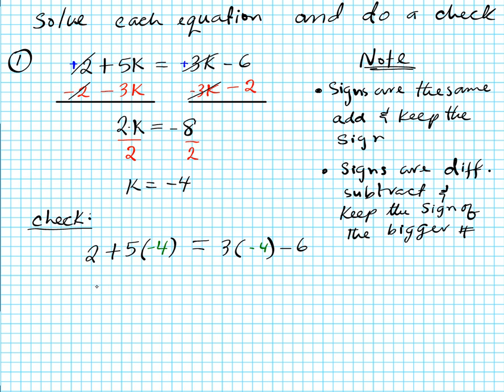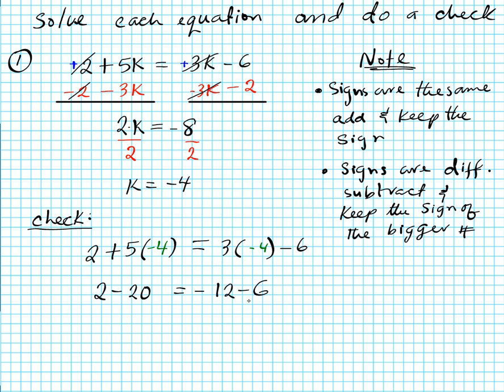So this is going to be 2. Now when you're multiplying, if the signs are different, you always have a minus. All right, what is 5 times 4? 20. Now signs are different here, you're also going to have a minus. If the signs are the same, you always have a plus. Okay, so 3 times 4 is 12 minus 6.